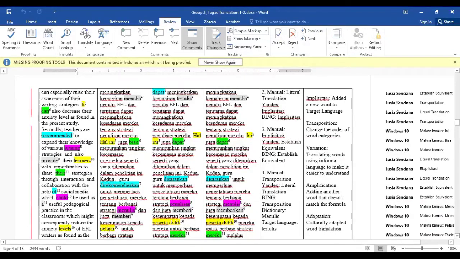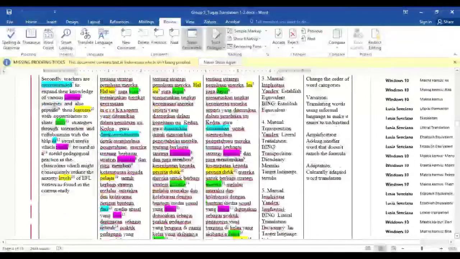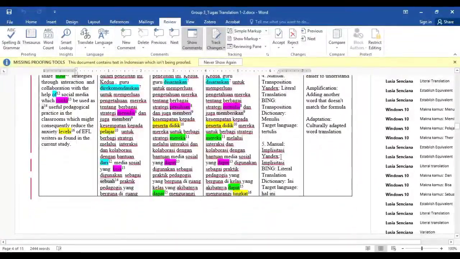Okay, the next is number 5. The word is it. So in the manual translation, interpreted to hal ini, in the Yandex hal ini, and in the Bing is ini. It in dictionary meaning is ini. In manual translation using implicitasi, this is add a new word to target language, and Yandex is same with manual translator, and Bing using literal translation. This is word by word translation process.